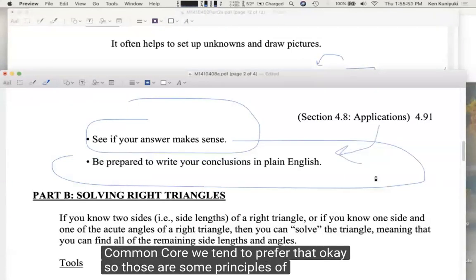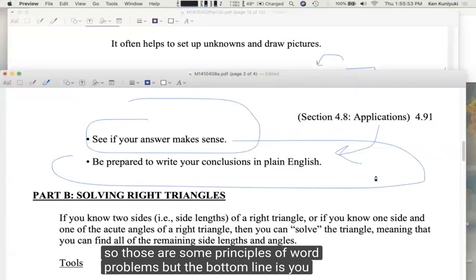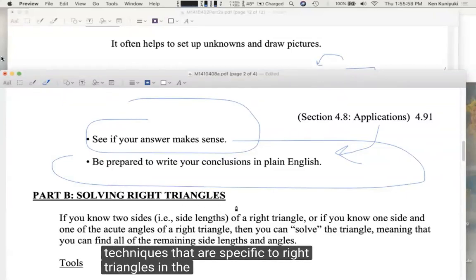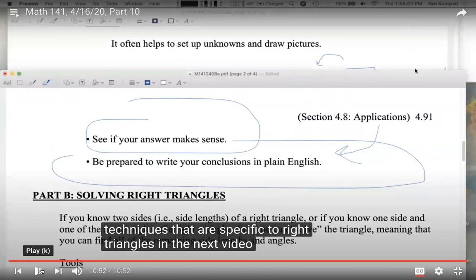Okay, so those are some principles of word problems, but the bottom line is you have to practice them. I'm going to discuss techniques that are specific to right triangles in the next video. So you just need practice on the word problems. In the next video, I'm going to talk about how you analyze right triangles, how you really tear them apart. Any questions before we go on to right triangles specifically? All right.